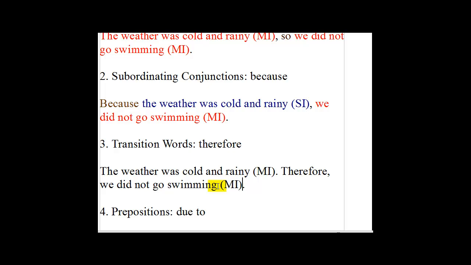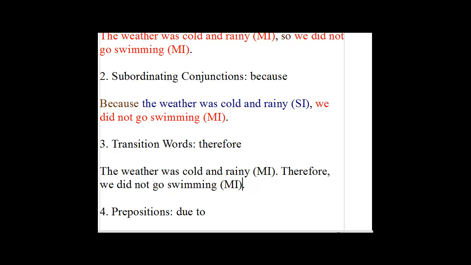So the purpose of therefore, like other transition words, I could have used consequently here as a result. I could have used thus. I could have used hence. All these are cause effect type transition words, and they all introduce main ideas.